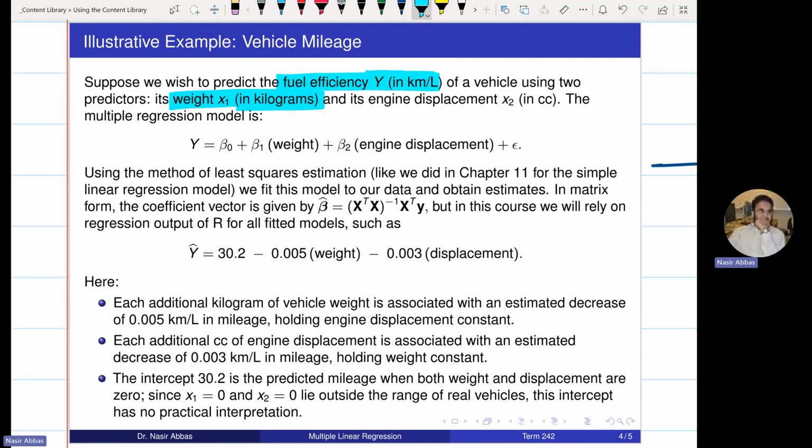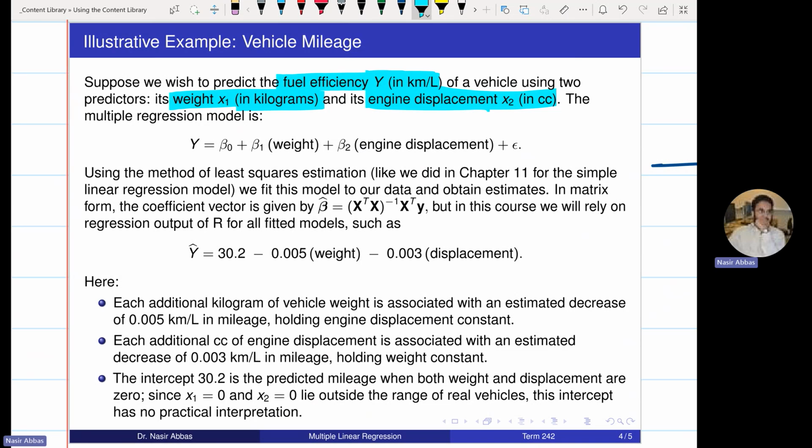What is the second feature? Engine displacement, and I have no idea how engine displacement is related to the fuel efficiency. I have no idea what is engine displacement. But according to what we see, it is also impacting the fuel efficiency negatively, which means that if the engine displacement is higher, fuel efficiency goes down.